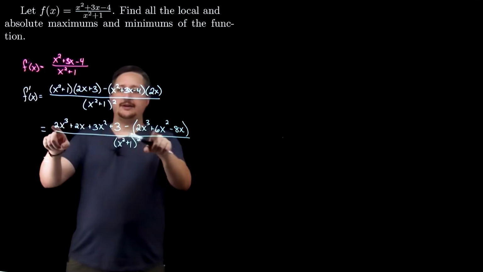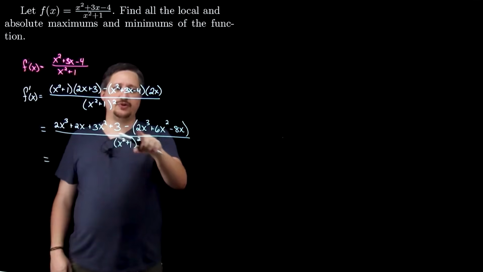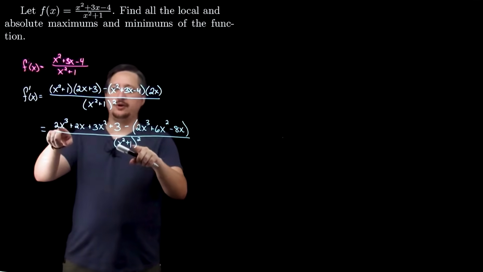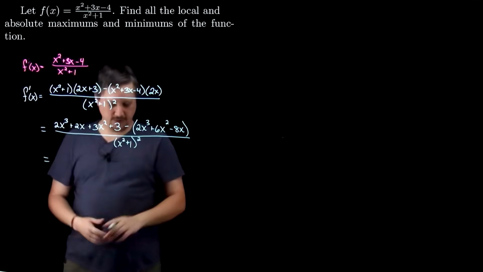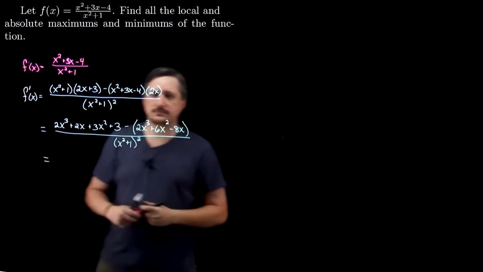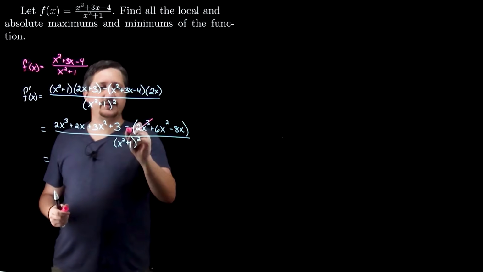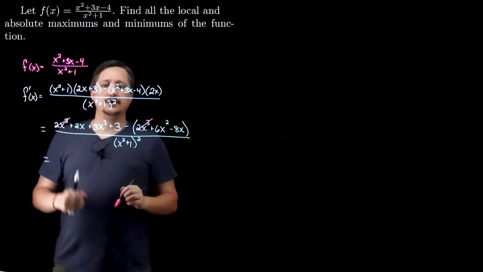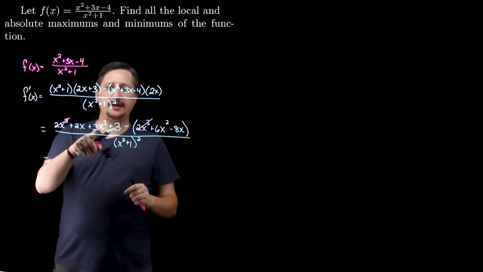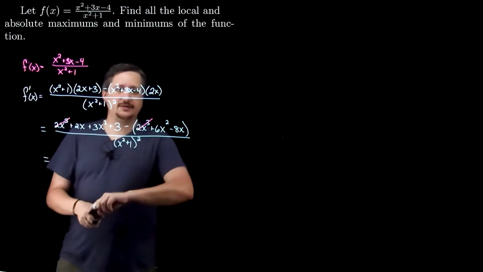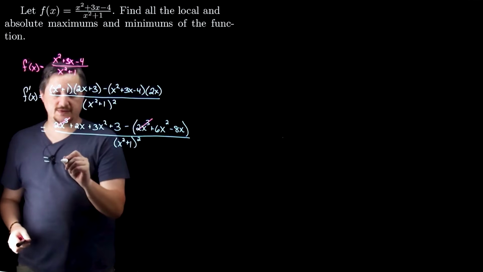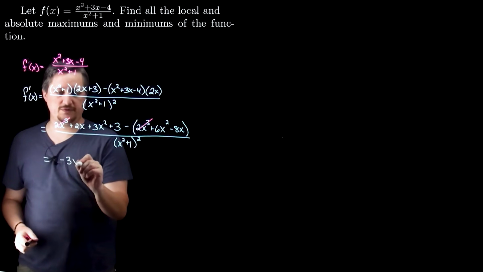So then I can combine like terms, but I want to make sure I distribute this negative while I'm going. So 2x cubed minus 2x cubed, those are going to cancel. Then I have 3x squared minus 6x squared. So I'm going to get minus 3x squared left over.